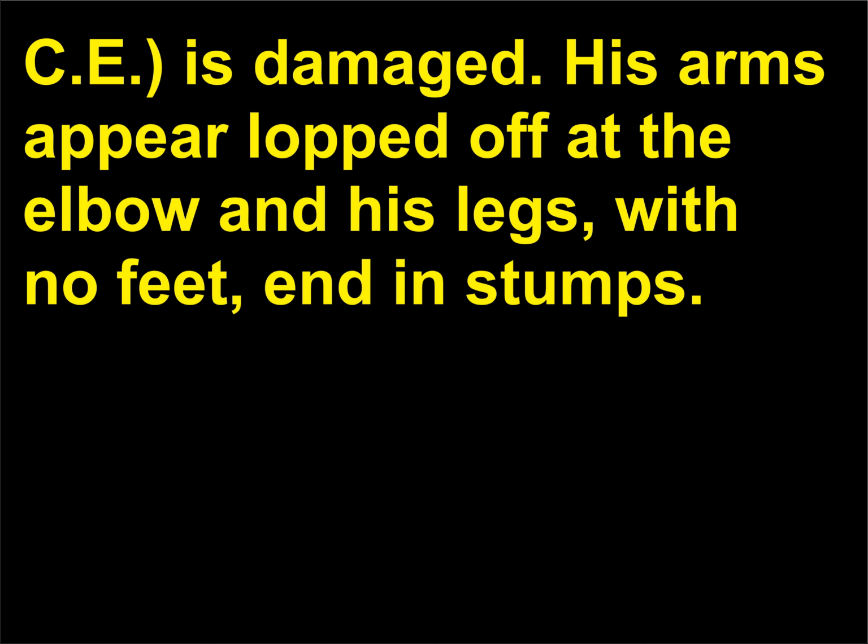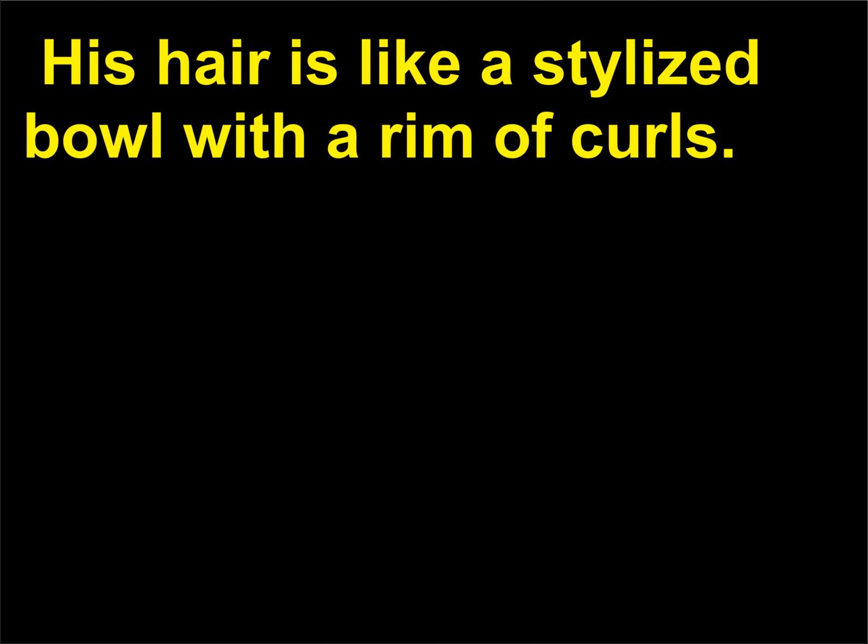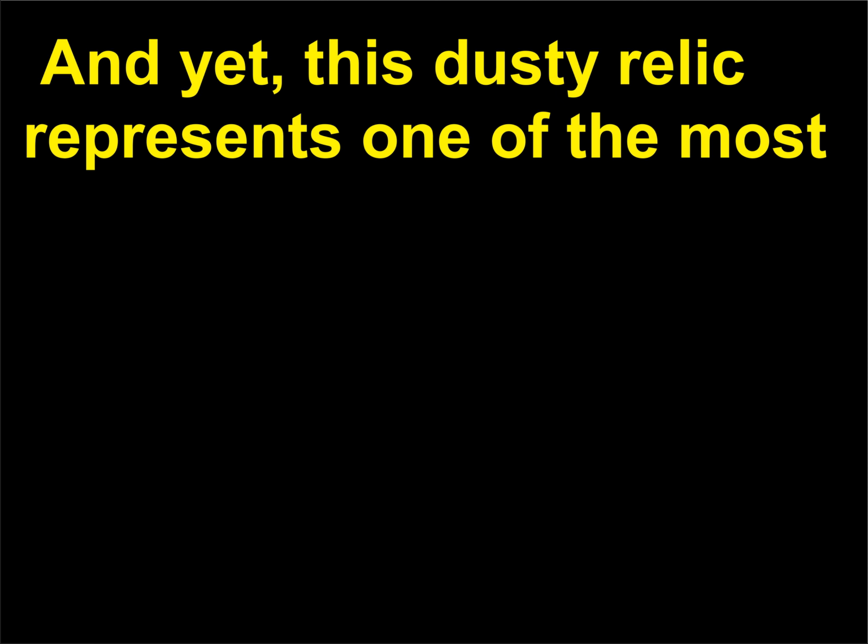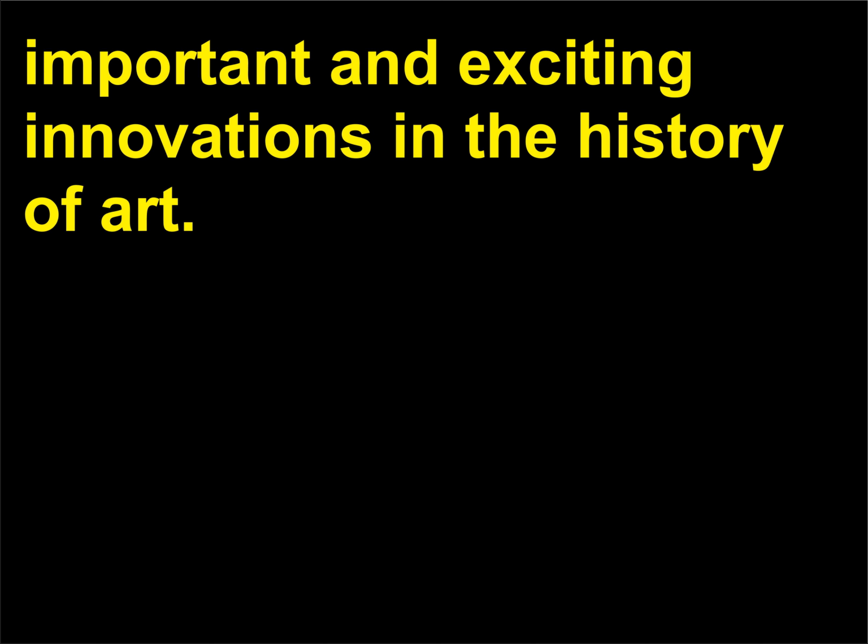Kritios Boy, about 470 B.C.E., is damaged. His arms appear lopped off at the elbow and his legs, with no feet, end in stumps. His hair is like a stylized bowl with a rim of curls. And yet, this dusty relic represents one of the most important and exciting innovations in the history of art.